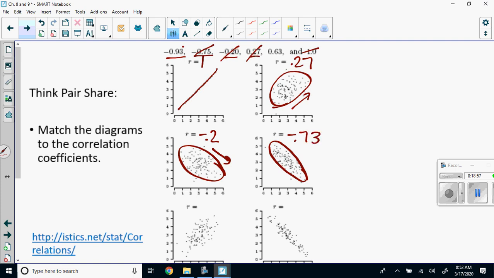Okay, a couple more options. This one, it's a pretty normal looking football, so it can be close to 0.7. So 0.63 is my option there. There's only one option left, and we can see this one is a really flat football. I can draw a line through it, and it hits pretty close to all the dots, so it must be that negative 0.93.